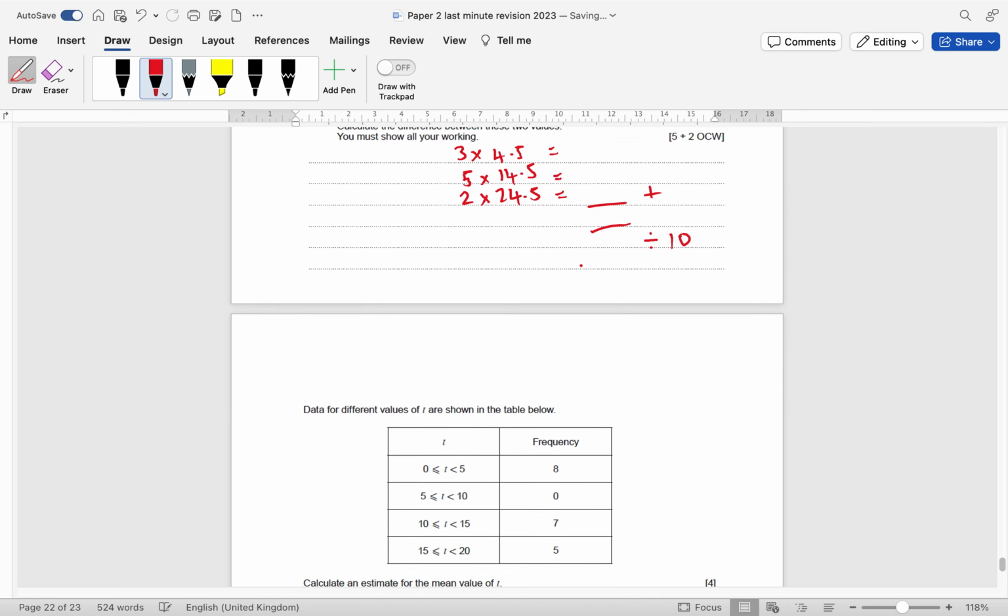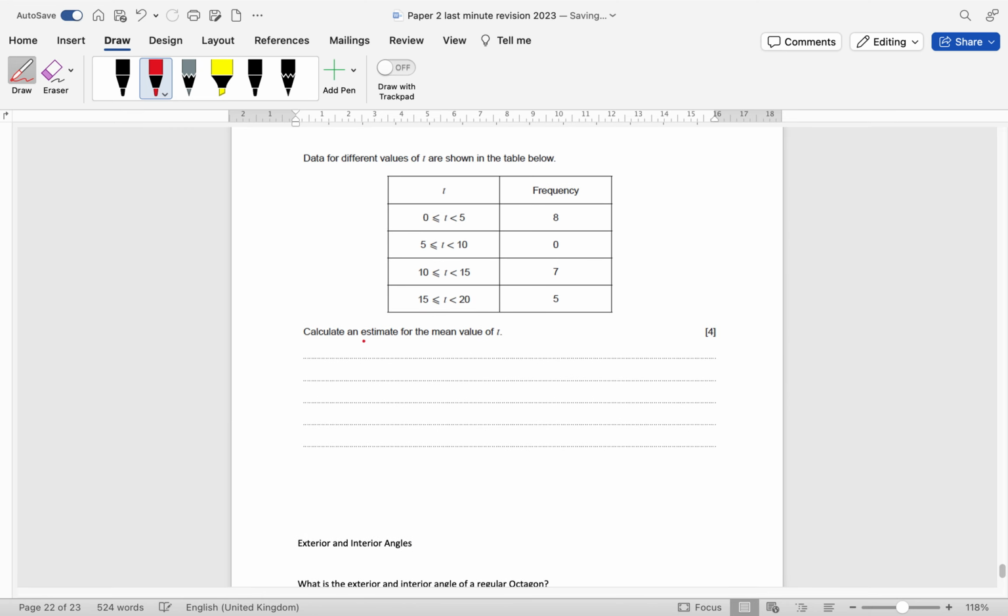So a more standard looking question is this. Estimate the mean. So it's the midpoint. Halfway between 0 and 5 is 2.5 times 8. The midpoint of the next group times 0. This is going to be 0. The midpoint of the next group times 7. The midpoint of the next group times 5. Add up all your answers, but don't divide by 4. Divide by the total frequency, which is 20, and that is an estimate for you.